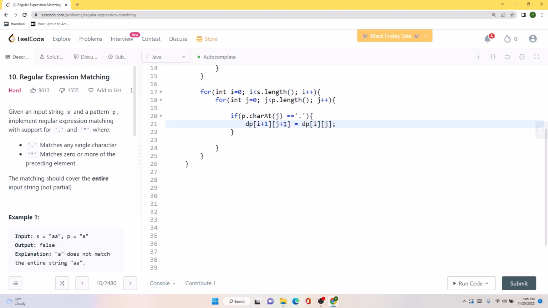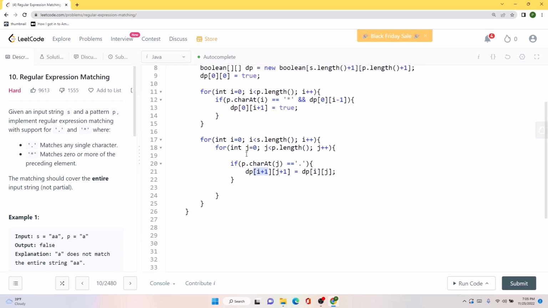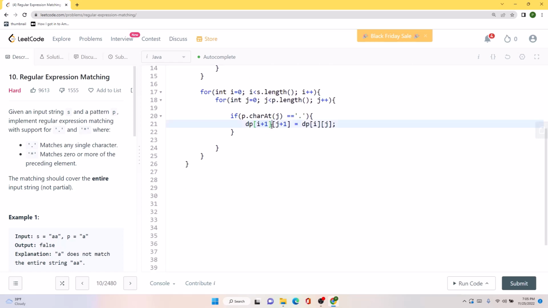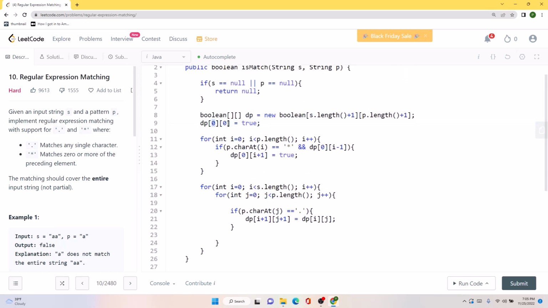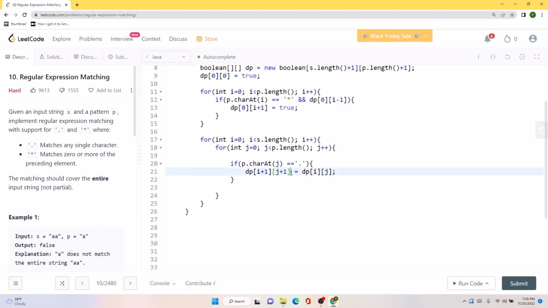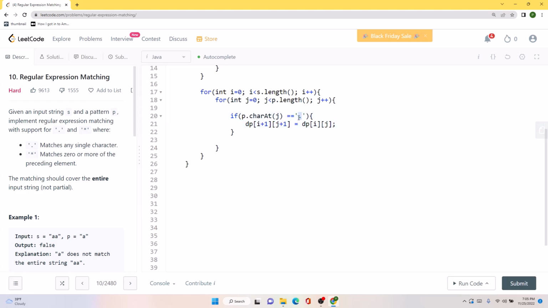Now you must be wondering, why am I dealing with i plus 1 and j plus 1? Because for the first row and first column, remember, we marked their values as 0, and we actually started the values of s and p from the first position. So every single time I am updating the i plus 1 and j plus 1 values, because the ith and jth value is actually located at the 0, 0 position. They don't have any values. So if there is a dot present, we simply check the diagonal value.